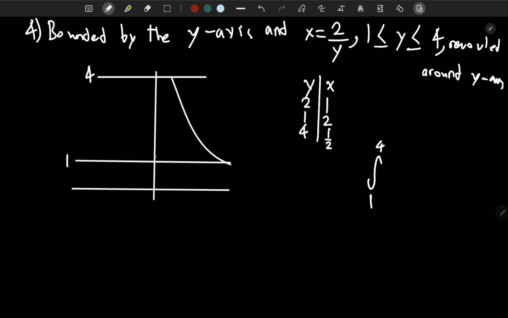And remember, we are rotating against the y-axis this time. So it's going to be a reflection against the y-axis. And the limits are from here, this part, to this part, right? So 1 to 4. And then pi, I'm going to take it outside. Now let me draw the reflection here. So the reflection is against the y-axis. So it's going to look something like this.